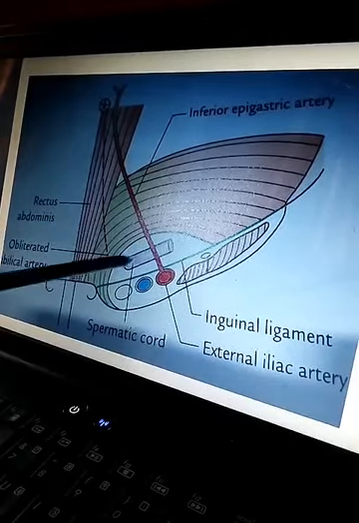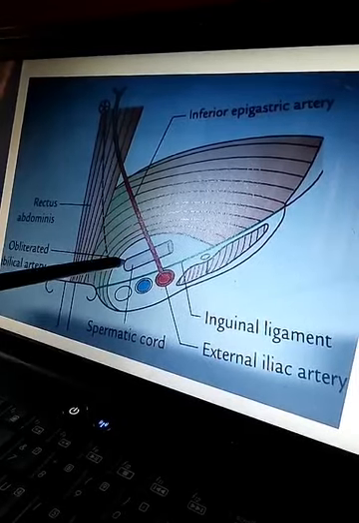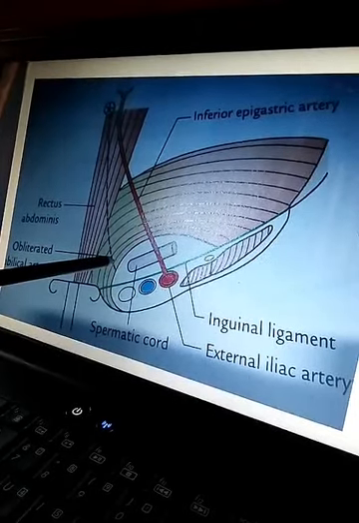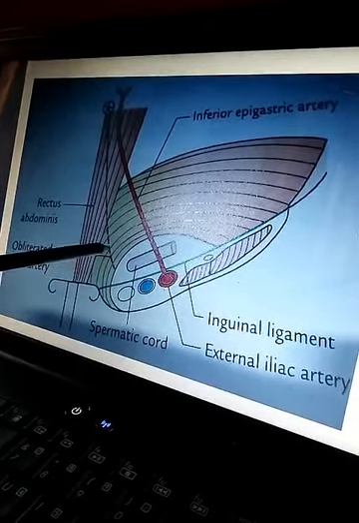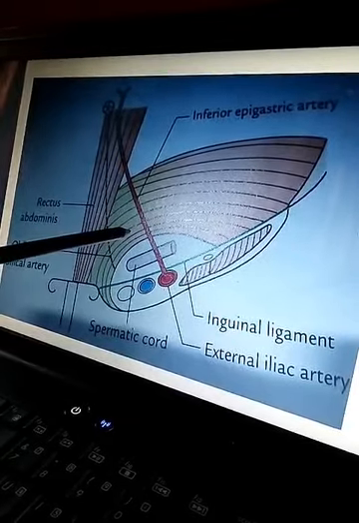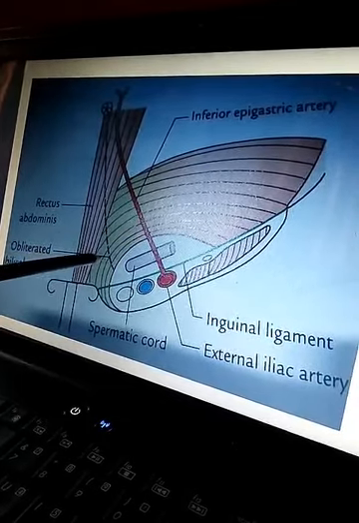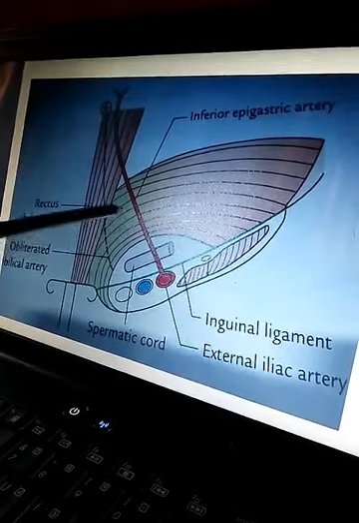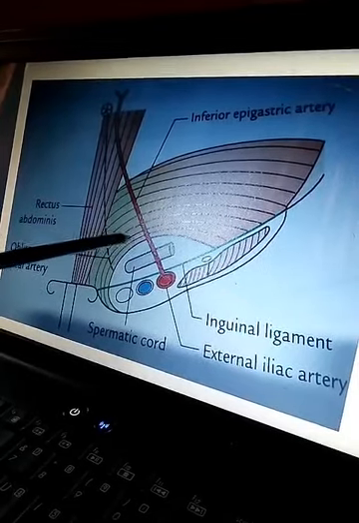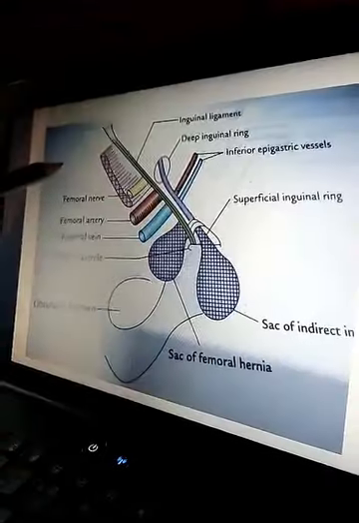The floor of the triangle is covered by peritoneum, extraperitoneal tissue and fascia transversalis. Now the medial umbilical ligament, that is the obliterated umbilical artery, crosses the triangle and divides it into medial and lateral parts. The medial part of the floor of the triangle is strengthened by the conjoint tendon. The lateral part of the floor of the triangle is weak, hence direct inguinal hernia usually occurs through this part. So that was about the Hesselbach's triangle.